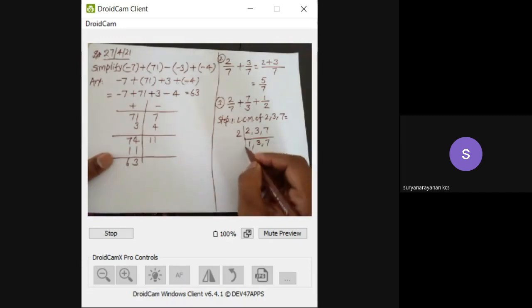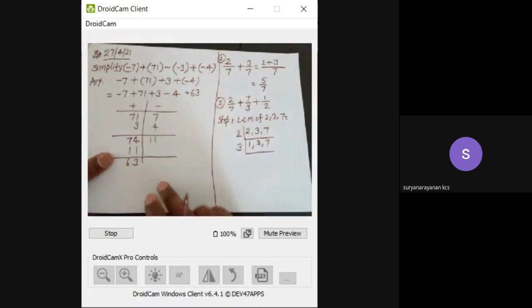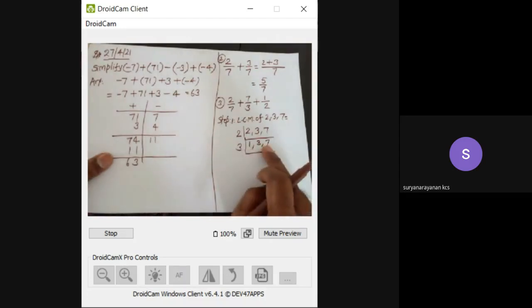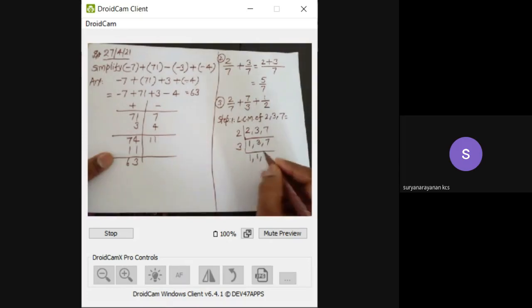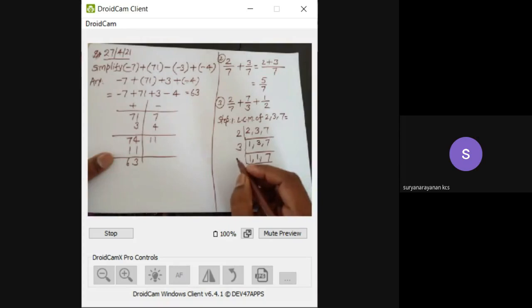Okay. After that, we take 3. The second prime number is 3. We can divide this number 3 by 3, so we write 1. We cannot divide 7 by 3, so we write that number as it is. After that, only one number is left, 7. That is also a prime number. So 7, 1 time. If you are not able to divide any number, we carry down that number in the next line as it is. Okay, so we got all 1, 1, 1.